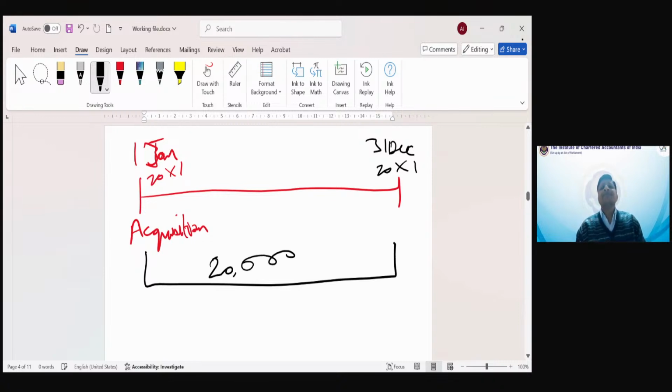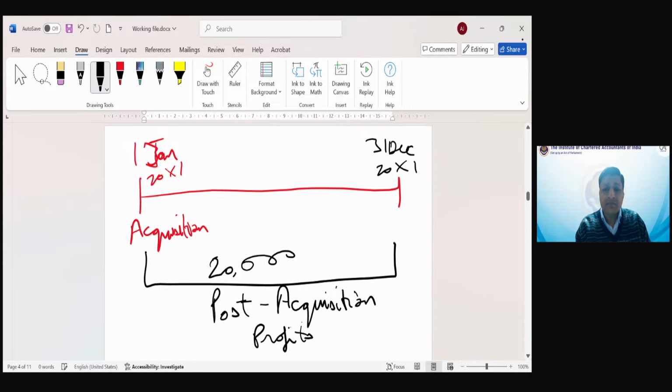This period only? Yes or no? So it will be for the calendar year only. Yes or no? If that is the year, that means profits are for this calendar year. So if the profits belong to this calendar year, what will you call it as? Profits belonging to the post acquisition period. So that means these are post acquisition profits. Everyone clear now? Everyone clear?